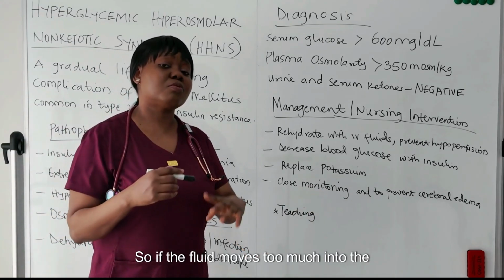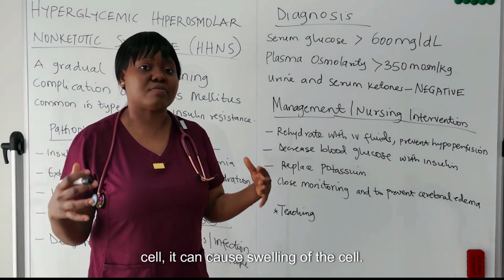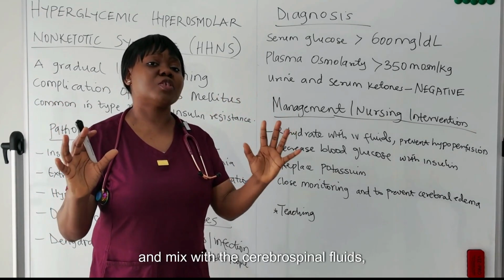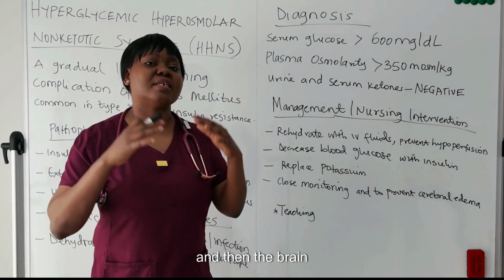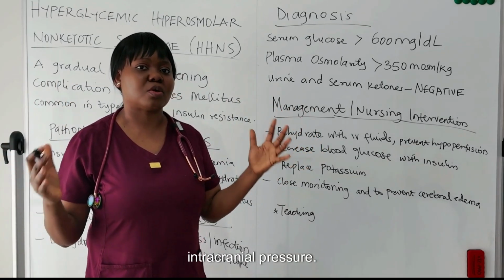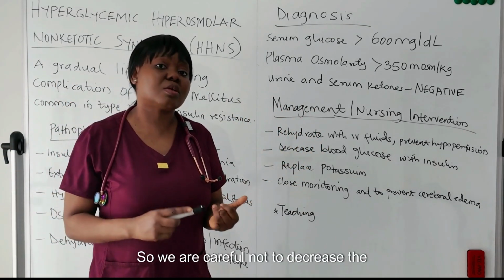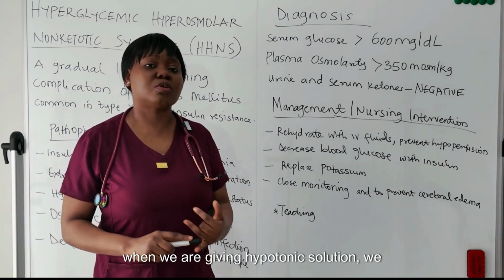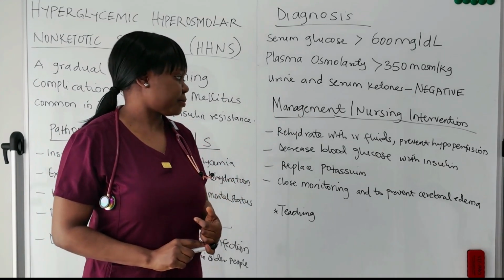So if the fluid moves too much into the cell, it can cause swelling of the cell. It can also cause swelling of the brain, because the fluid can move and mix with the cerebrospinal fluid, and then the brain becomes swollen and can lead to increased intracranial pressure. So we are careful not to decrease the glucose suddenly because of this. And when we are giving hypotonic solution, we also give it with care.